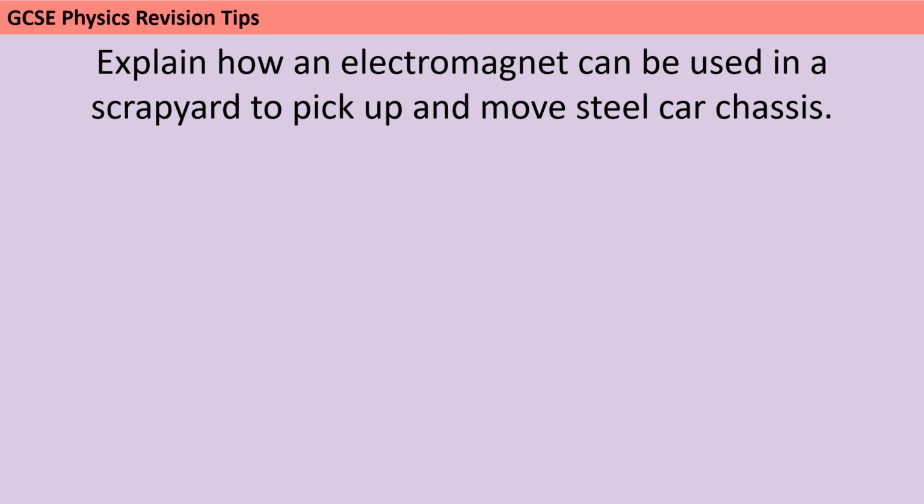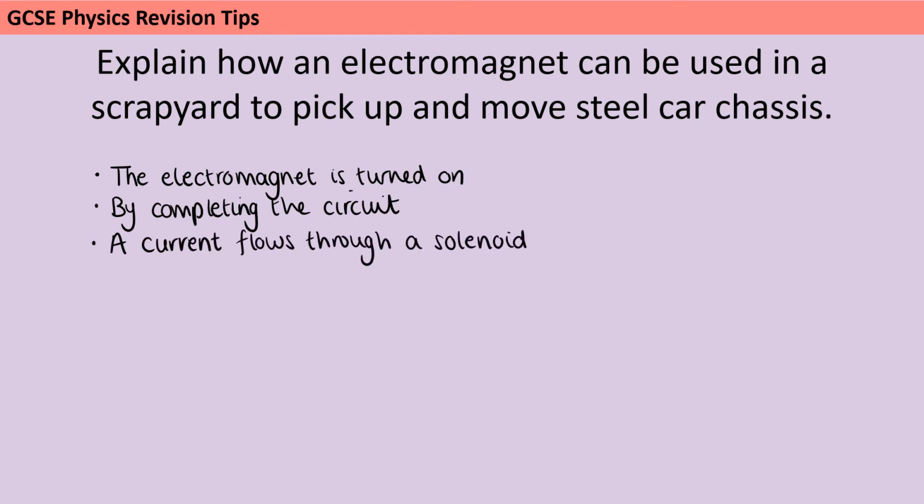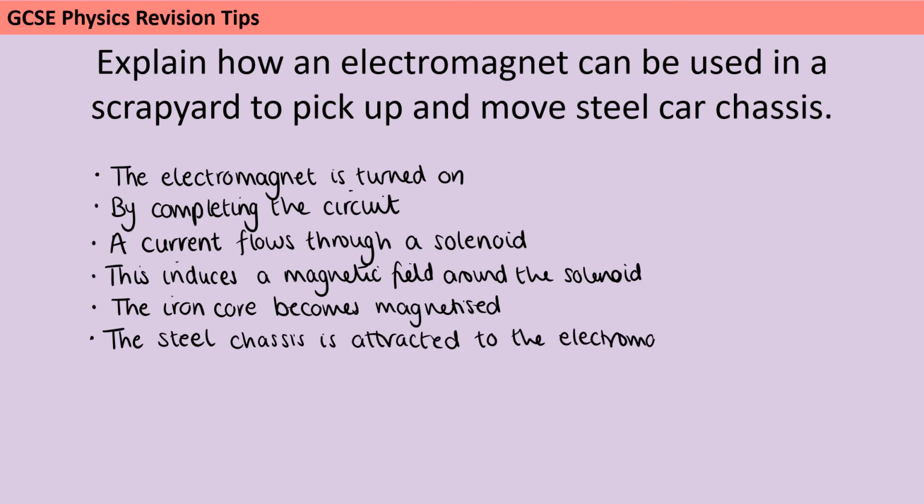So hopefully you've started with the idea that the important thing about an electromagnet is that it can be turned on and off. So firstly, the electromagnet is turned on, and the way that it's turned on is by completing the circuit. That's then going to allow a current to flow. And then, as you know, an electromagnet is made of a solenoid with an iron core, so the current flowing through that solenoid is going to induce a magnetic field. That's then going to also induce a magnetic field in the iron core. And so when that iron core becomes magnetised, the steel chassis is going to be attracted to the electromagnet.